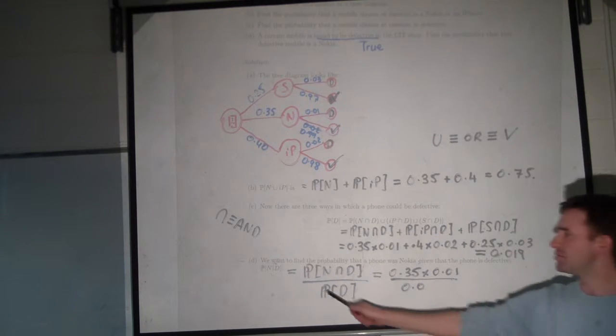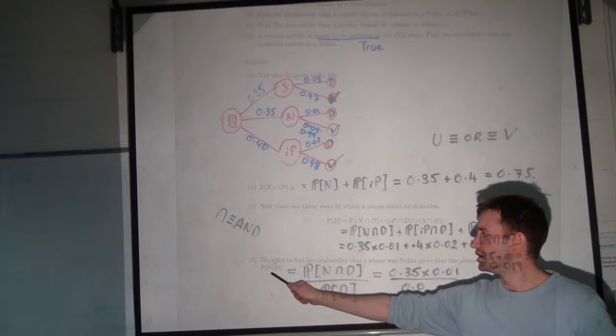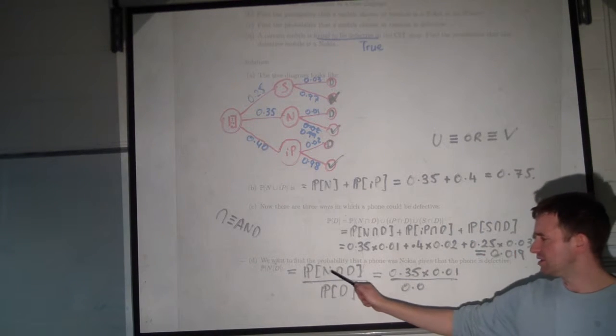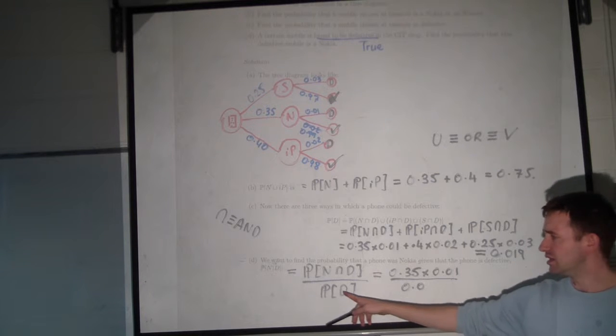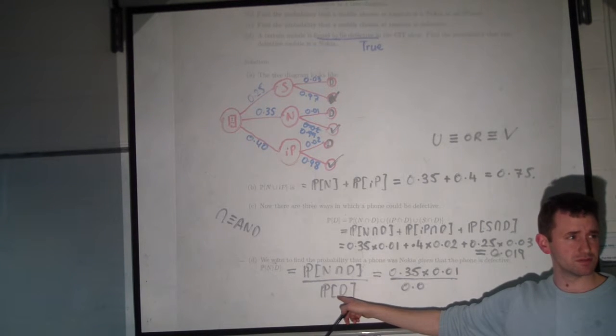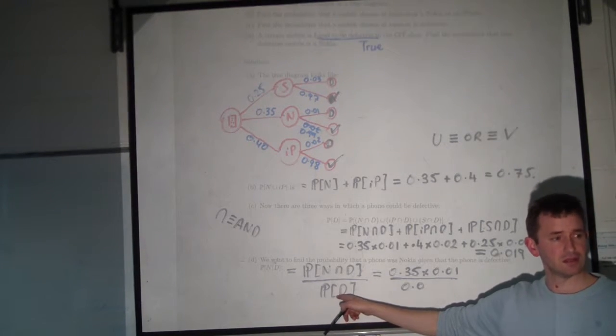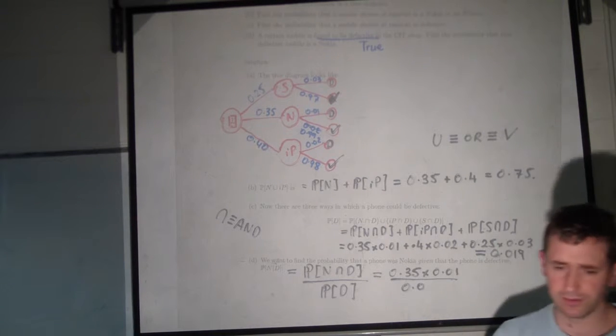So 0.019. Yes. So this is the probability that a phone is Nokia, given that it's defective. So the probability of a phone being Nokia and defective divided by the probability that the phone is defective overall. 0.19, yeah. That's the probability of a defective phone. And I expect this to be on the small side. I don't really know what small means though.